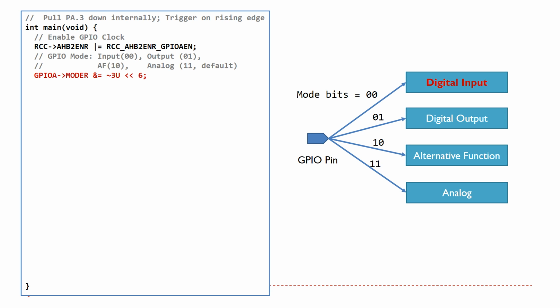Then, software configures the mode of pin PA3 as digital input. This is achieved by clearing 2 bits in the mode register corresponding to pin 3. Specifically, we clear bit 6 and bit 7 in the mode register of GPIO port A.